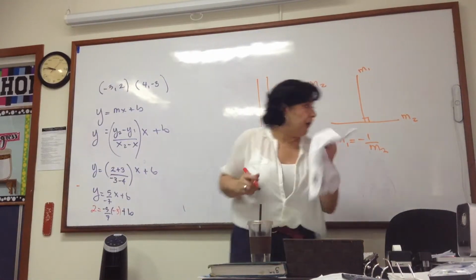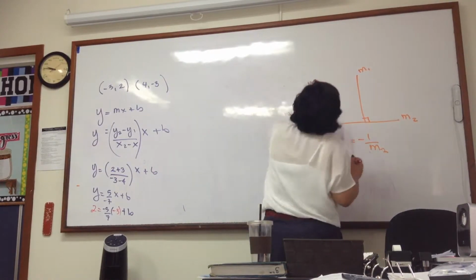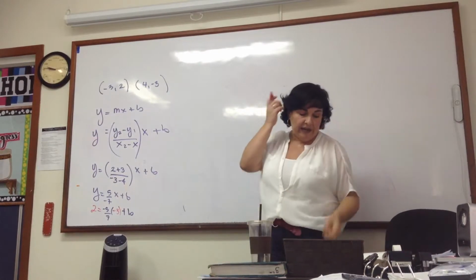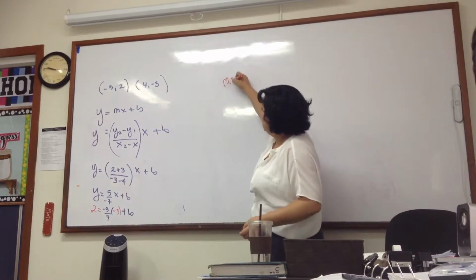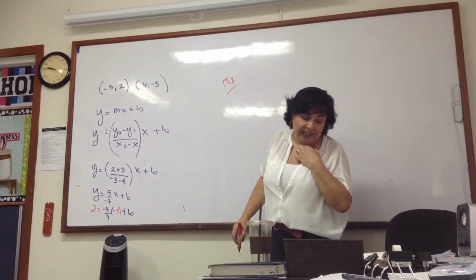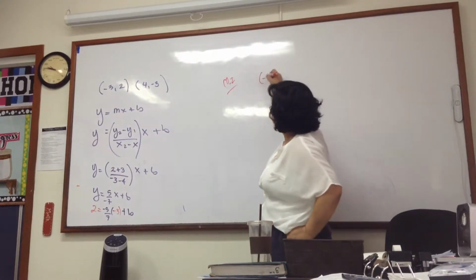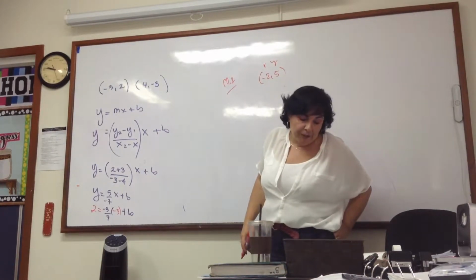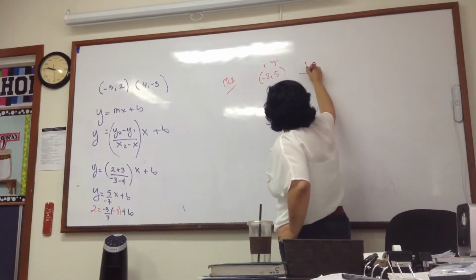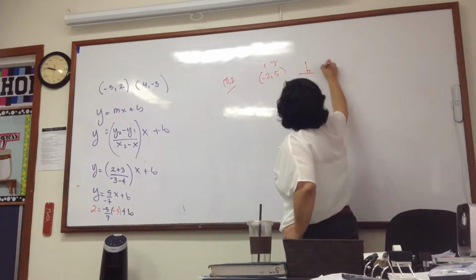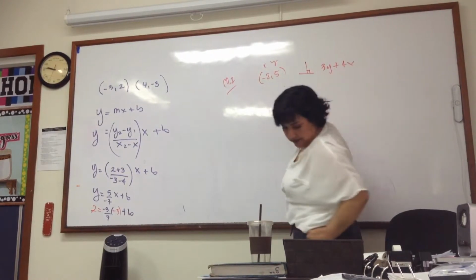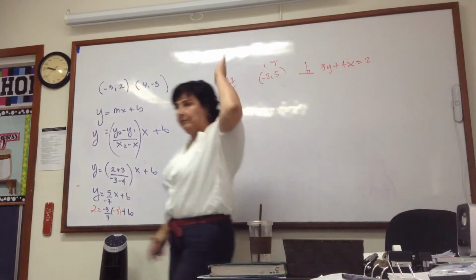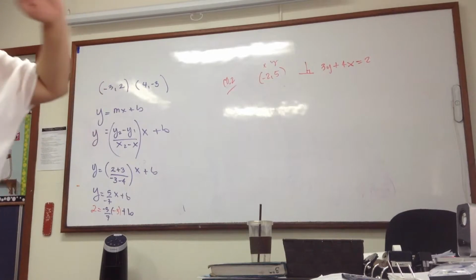Now, what if they give you the following? And this is as far as I'm going to go on this. Find the equation of, this is example 10.2, the line that passes through the point, so you've got an x and a y, and is perpendicular to this line: 3y plus 4x equals 2.